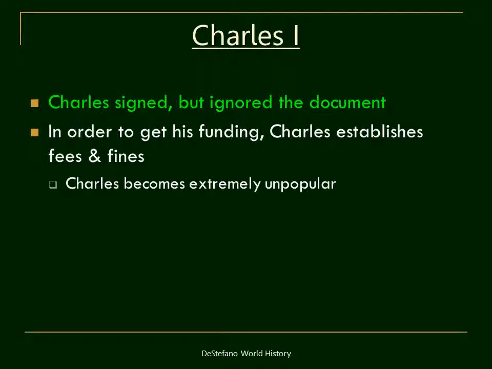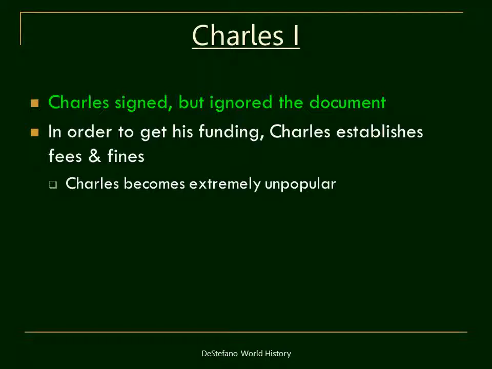So, 11 years, Charles did not even call Parliament into session. He did not consult Parliament on anything. He considered himself more or less an autocratic ruler, which means one-person rule. He could do whatever he wants. He illegally raised money through new taxes. He illegally imprisoned people that opposed him.